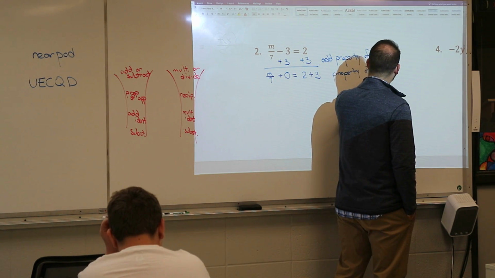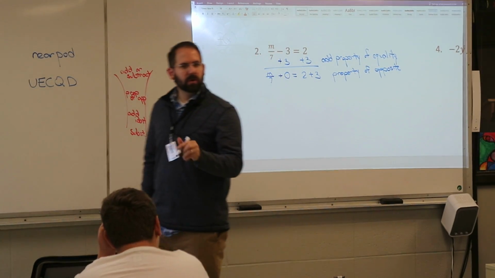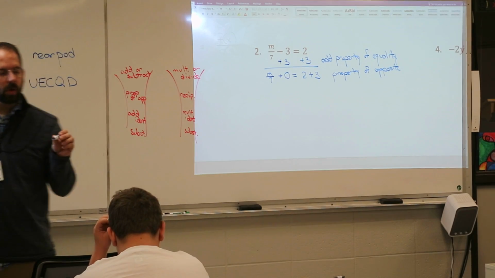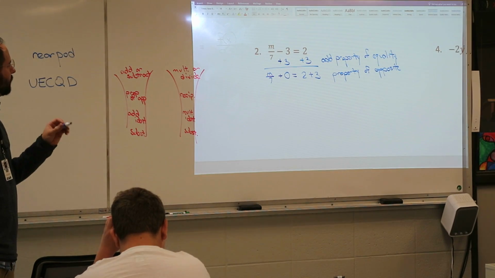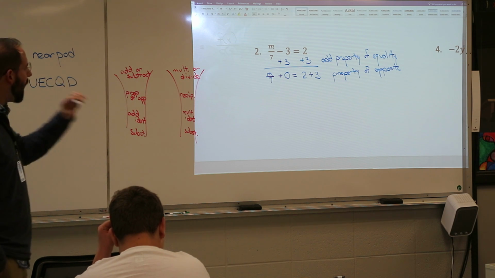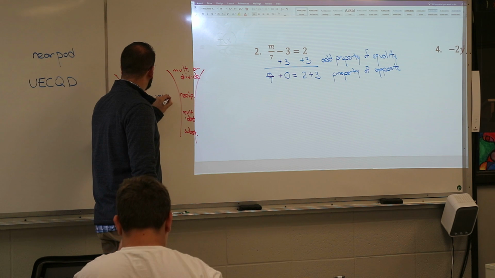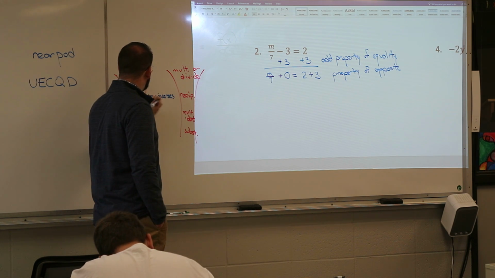Because again, if you're looking at the chart, or that little formula sheet that I gave you, what we're doing is we're looking at adding and subtracting positive, negative numbers to make 0. That's an inverse property. You always do inverses after you do property of equality. These are the inverses.